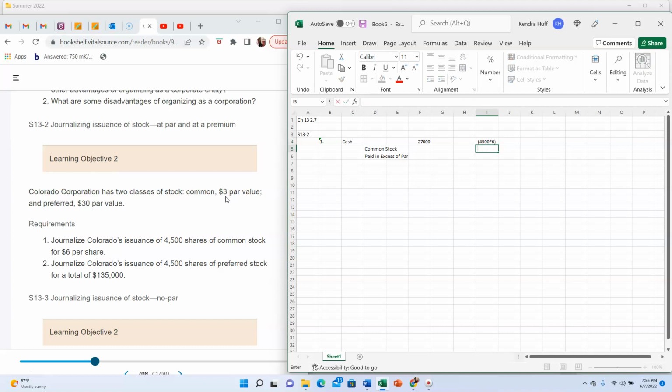Common stock, the most you can put in the common stock account is par value. If it has a par value, that's the most that can go in there. So 4,500 times 3. And then paid in excess is the difference to make it balance out. In this case, it's the same number because it sold for $6, par value is 3, so paid in excess is also going to be 3 per share.